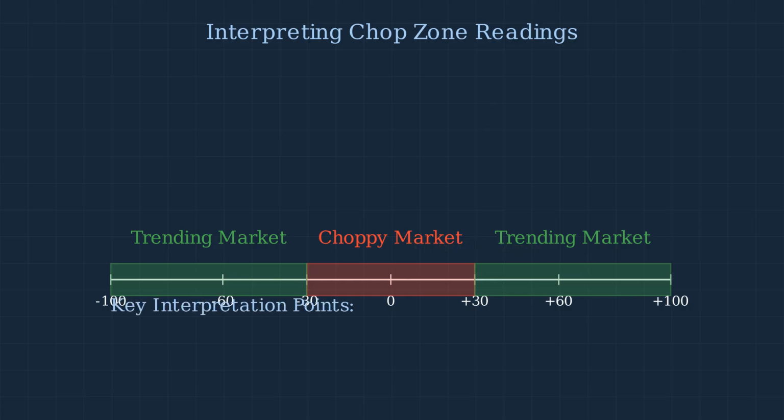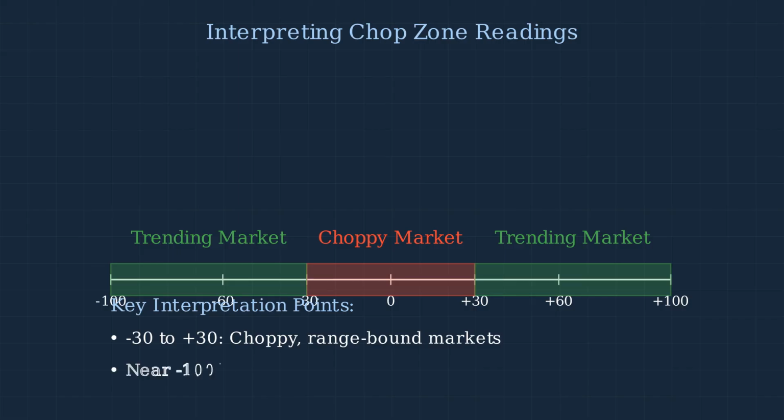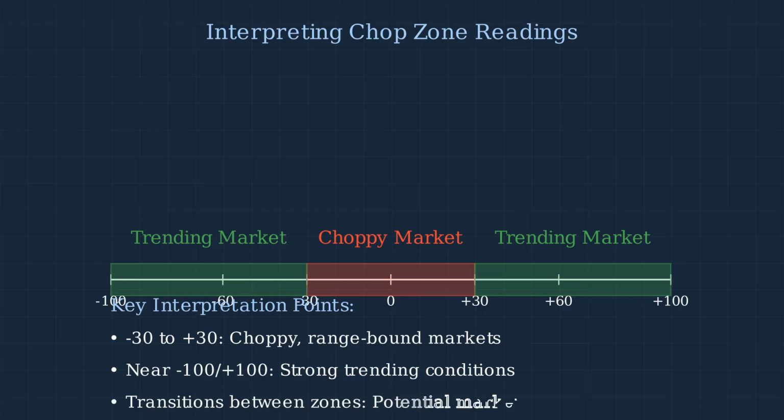Let's review the key points for interpreting chop zone readings. Readings between -30 and +30 indicate choppy, range-bound markets. Values near -100 or +100 suggest strong trending conditions. Transitions between zones can signal potential changes in market behavior. Traders should look for sustained moves outside the chop zone rather than brief fluctuations, as these provide more reliable signals.